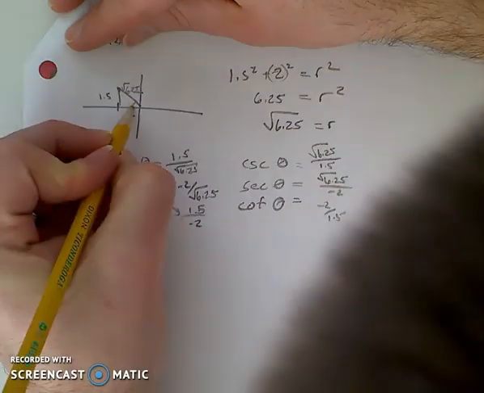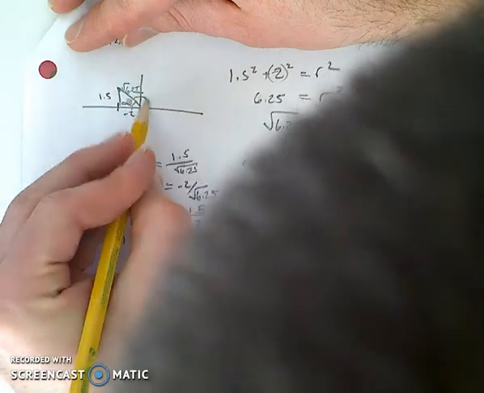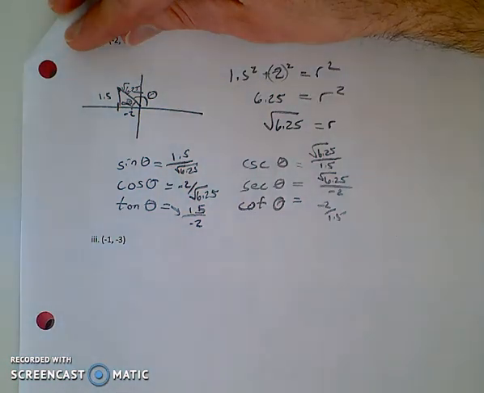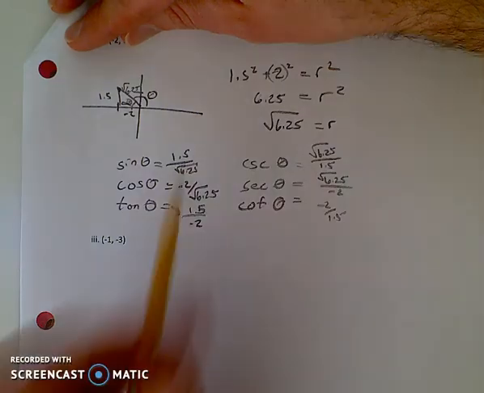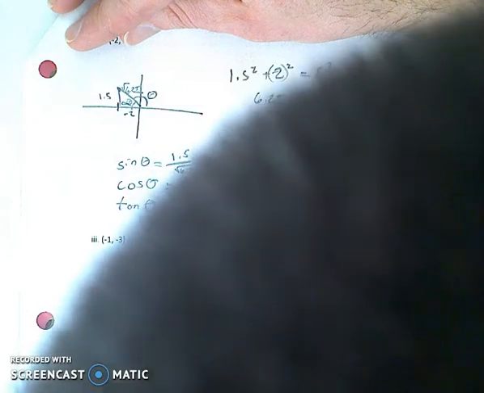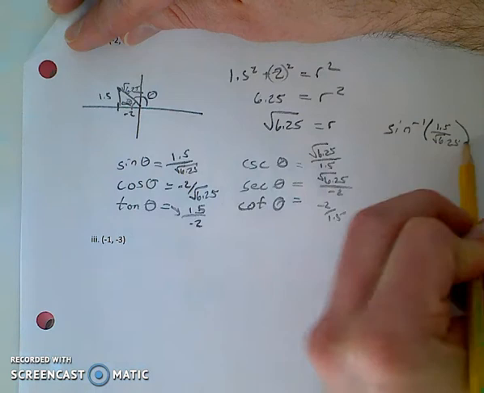Now theta, remember, the calculator gives us our gamma, and this is theta. So let's try this. We have to use this positive one. So we'll use sine inverse of 1.5 over the square root of 6.25. Sorry for my head being in the way there.